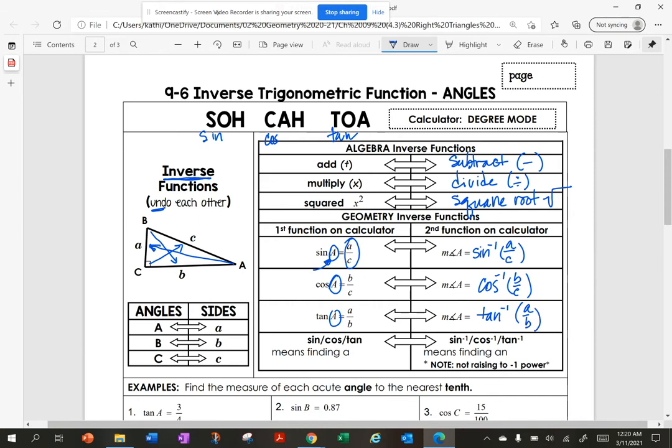Okay, so if I have just the word sine, cosine, or tangent, that means I am finding a side. If I see this little -1 raised up here, that means I'm trying to find an angle. So it doesn't represent a power. It's just a way to show that I am looking for the angle, and I say inverse with that.